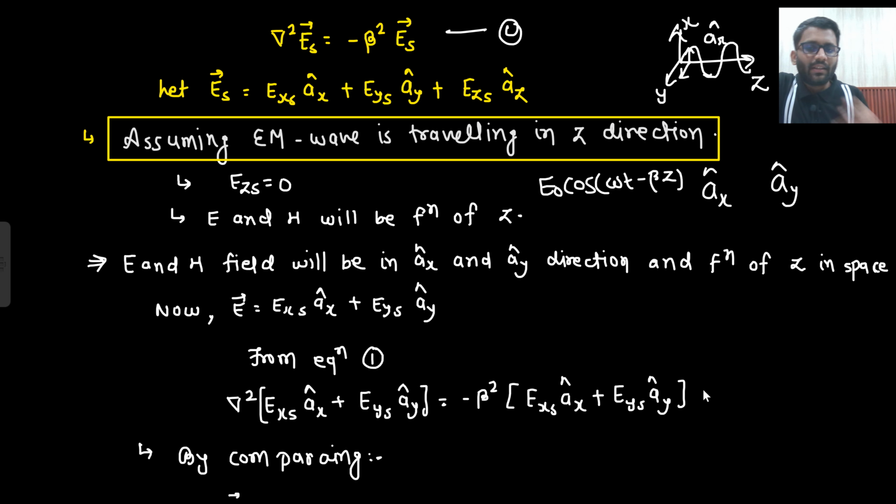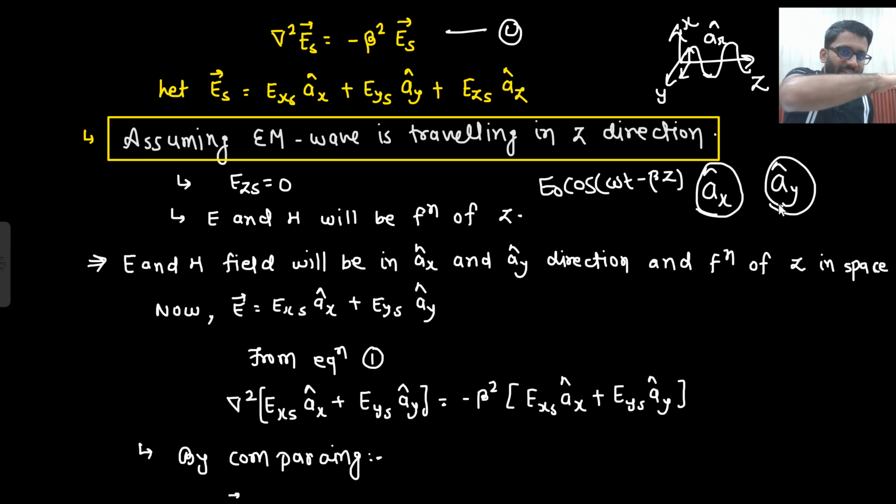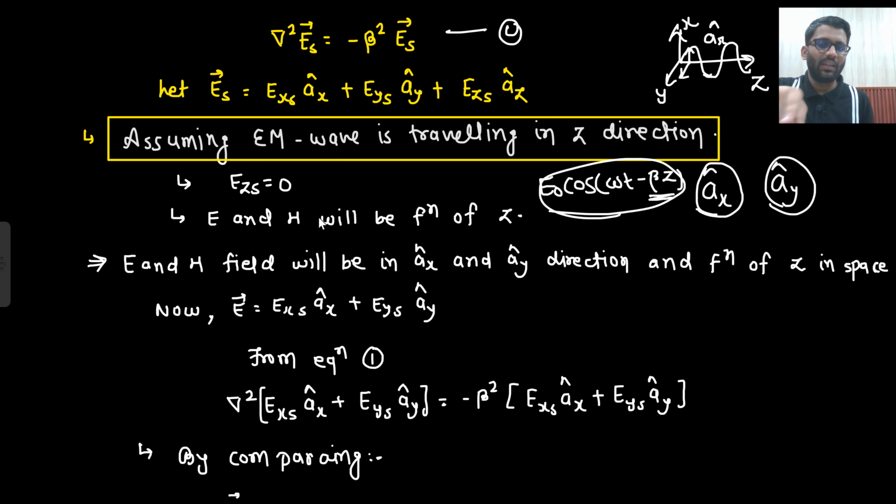So what I was saying, the E and H component will be a function of z. The component is in x direction and y direction, but it is traveling in z direction. The field is traveling in z direction. You will have AX component, you will have AY component, right? And it will be a function of z because with respect to z coordinate, it is changing its magnitude. Is that clear to you? So E and H will be a function of z.